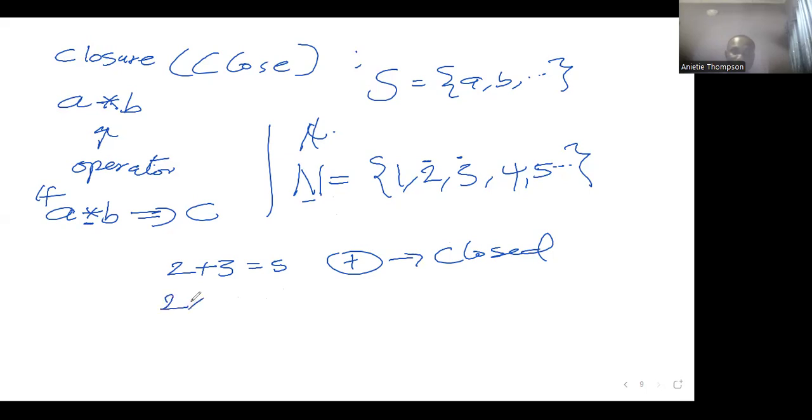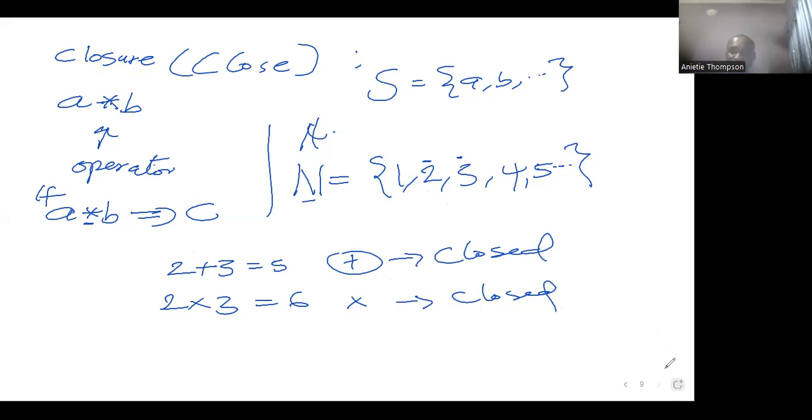Similarly, if I say 2 times 3, that gives me 6. If you keep on counting, you realize that 6 is somewhere in the elements of this set. So on that note, we can say that multiplication is also closed in the set. That is what it means. If a collection of 2 elements from a set generates another element that belongs to the set, the operator that connects those 2 elements is said to be closed. That is what closure law is all about.